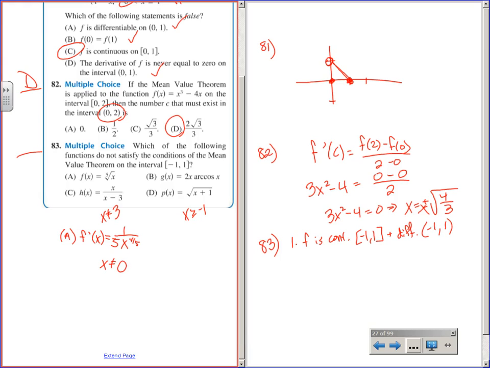Uh-oh. Which of the following do not satisfy the conditions? Hey, I found one. Wait, maybe there are more? Or maybe I'm wrong? Okay, what if we kept going? So how about letter B?